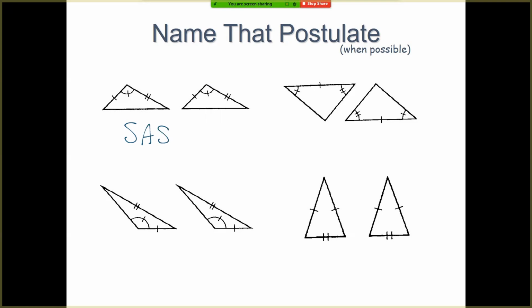For the one in the top right, you have two angles and the included side. That one's ASA, angle, side, angle. When I look at the one at the bottom left, I have an angle and two sides, but the angle is not included. So technically this one would be ASS, which is not a valid congruency statement. So this one's not possible.